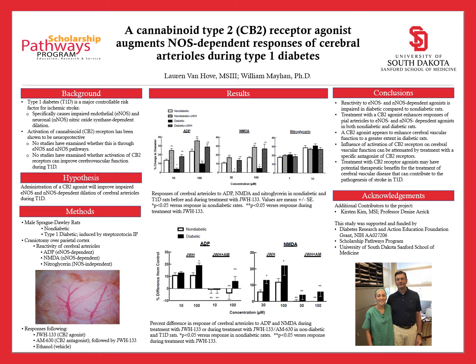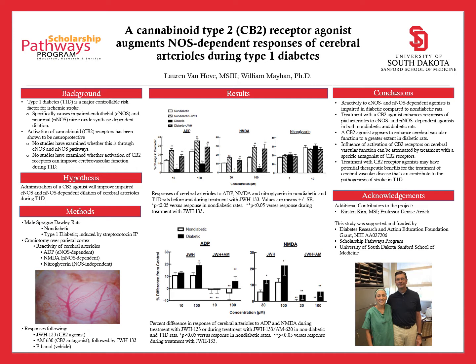Also, no studies have examined whether activation of CB2 receptors can influence cerebral vascular function during type 1 diabetes. Therefore, the second goal of our study was to examine whether activation of CB2 receptors could influence reactivity of cerebral resistance arterioles to eNOS and nNOS-dependent agonists during type 1 diabetes. Our hypothesis was that administration of a CB2 agonist would improve impaired endothelial and neuronal dependent dilation of cerebral arterioles during type 1 diabetes.